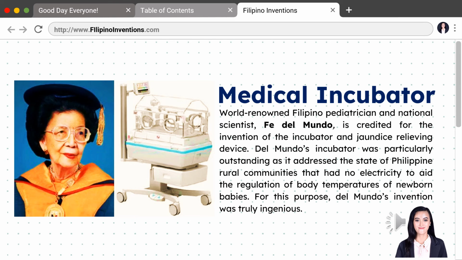So the next invention is the medical incubator. World-renowned Filipino pediatrician and national scientist Fe del Mundo is credited for the invention of the incubator and jaundice-relieving device. Del Mundo's incubator was particularly outstanding as it addressed the state of Philippine rural communities that had no electricity to aid the regulation of body temperatures of newborn babies. For this purpose, her invention was truly ingenious.